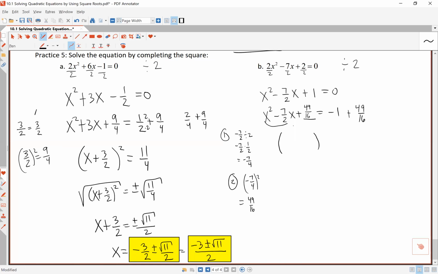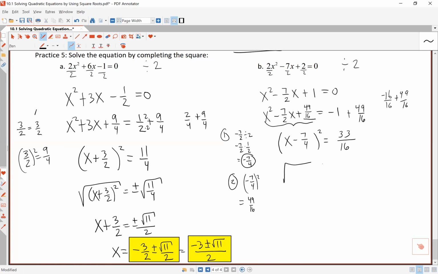The left side is hard to factor, so we remember that it's the first step that gives us the factor, x minus 7 fourths. Now we have negative 1, or negative 16 over 16, plus 49 over 16. And that gives us 33 over 16.